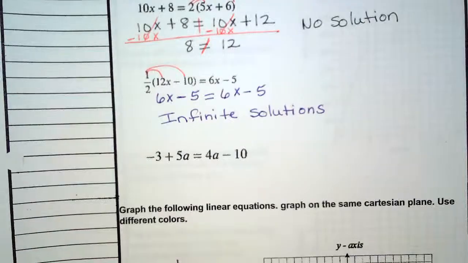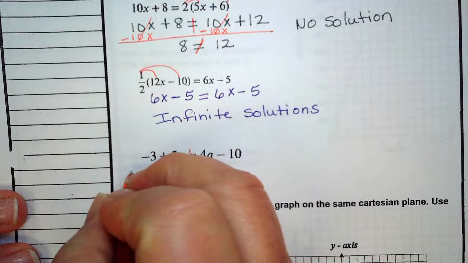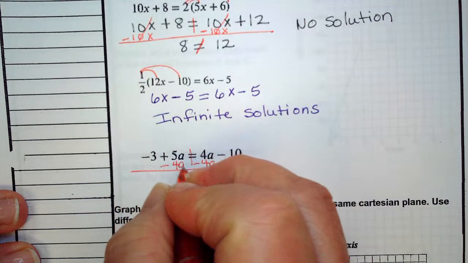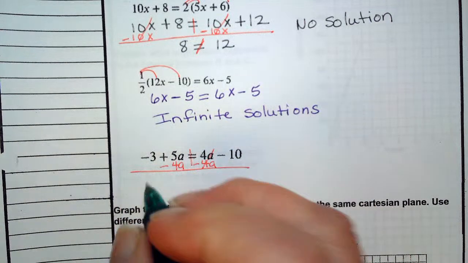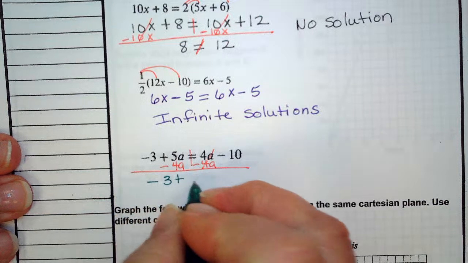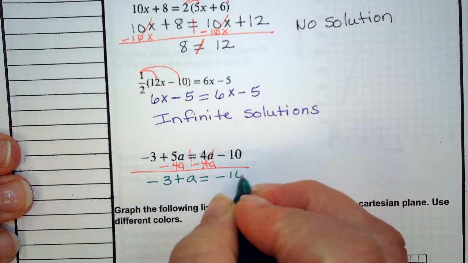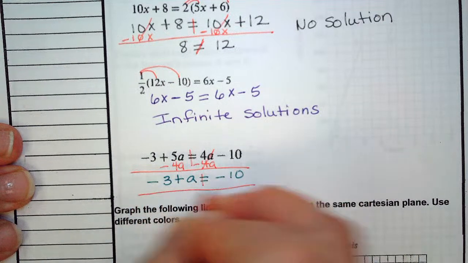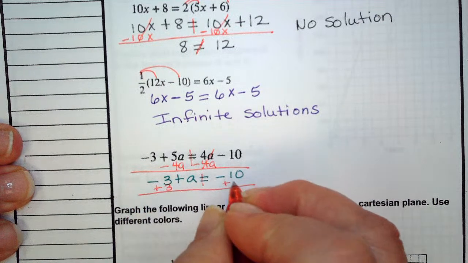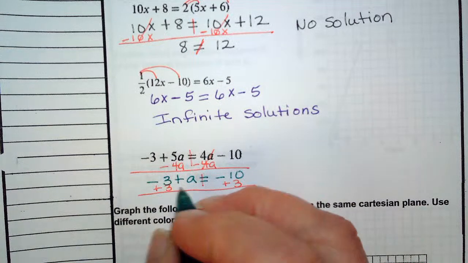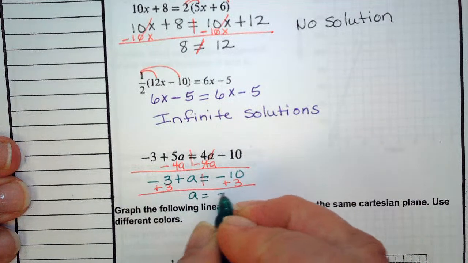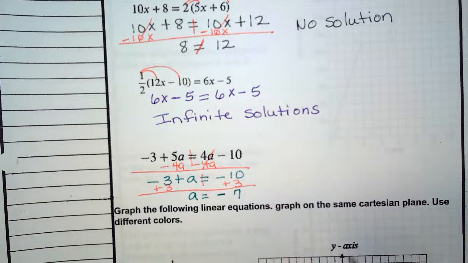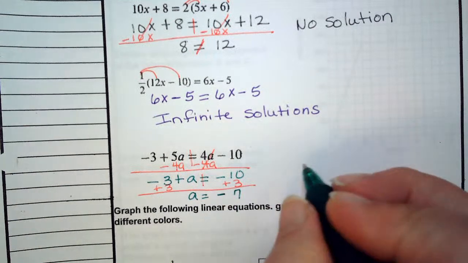Let's start with subtracting 4a from both sides. Negative 3 plus a is equal to negative 10. I'll add 3 to both sides. And a is equal to negative 7. Negative 10 plus 3 is negative 7. And this is one solution.